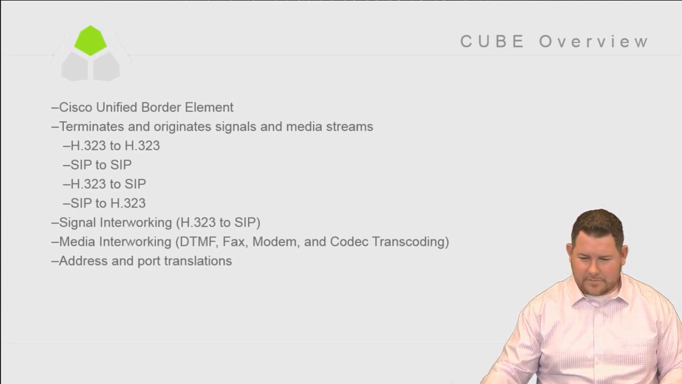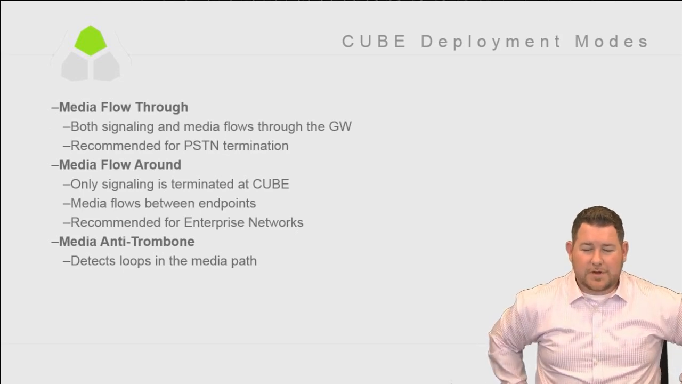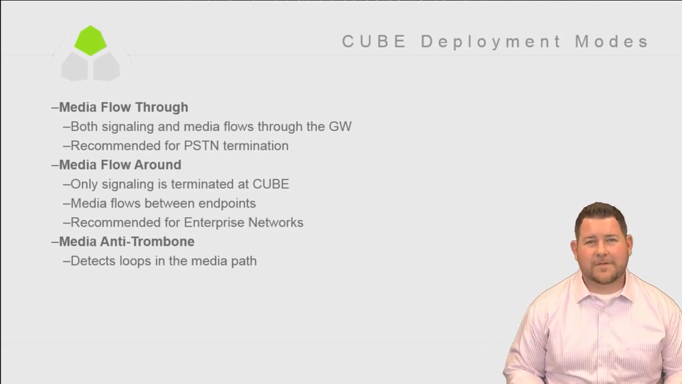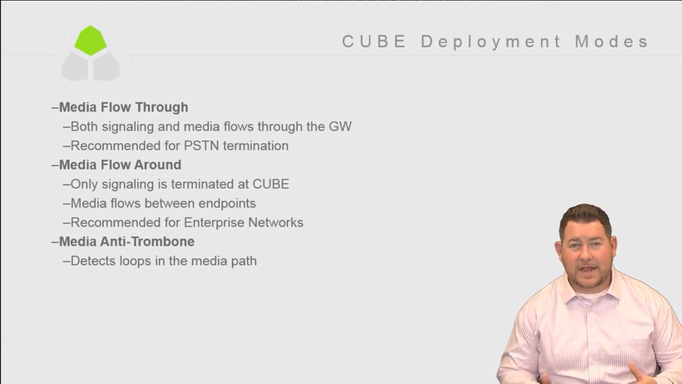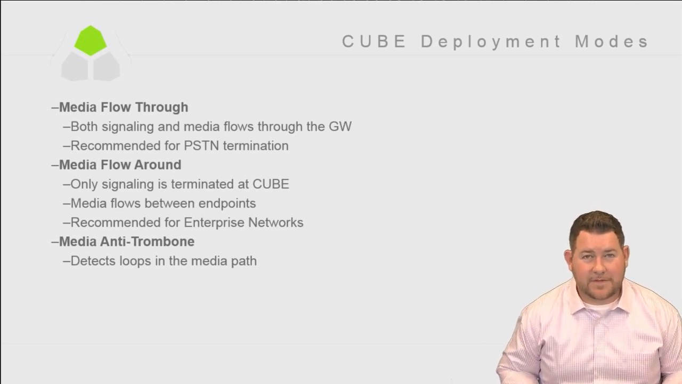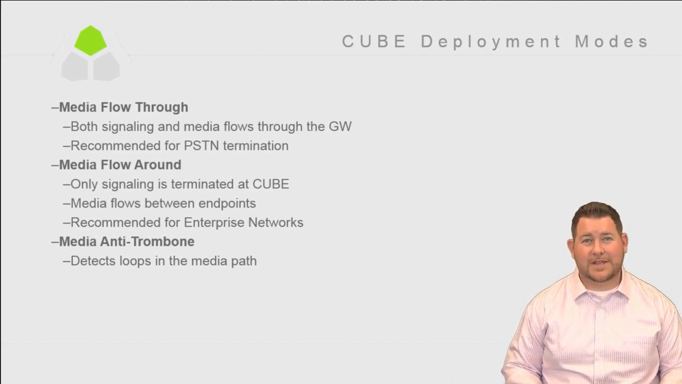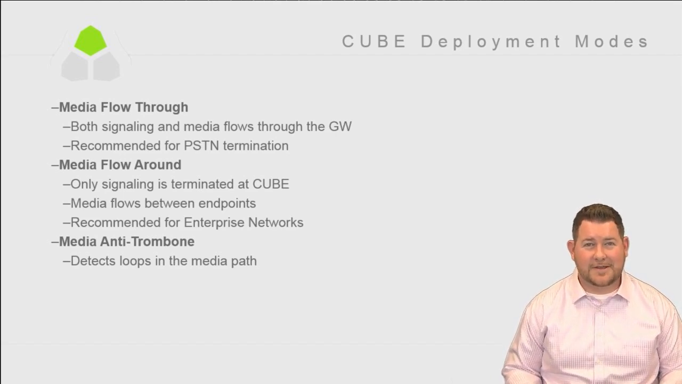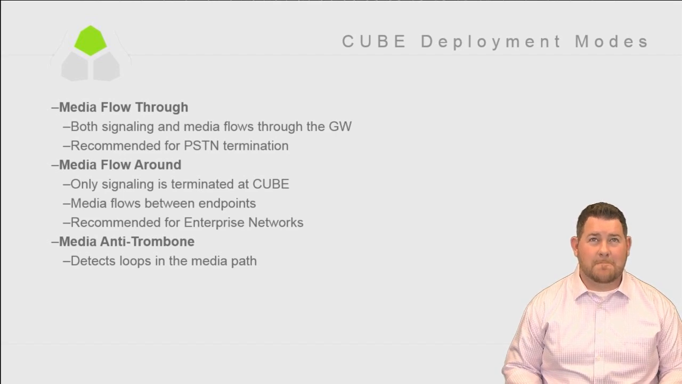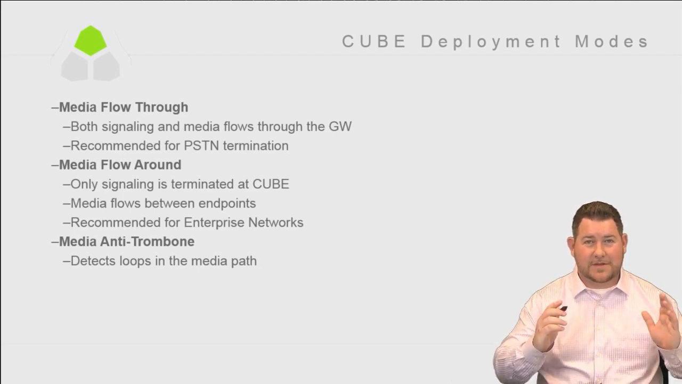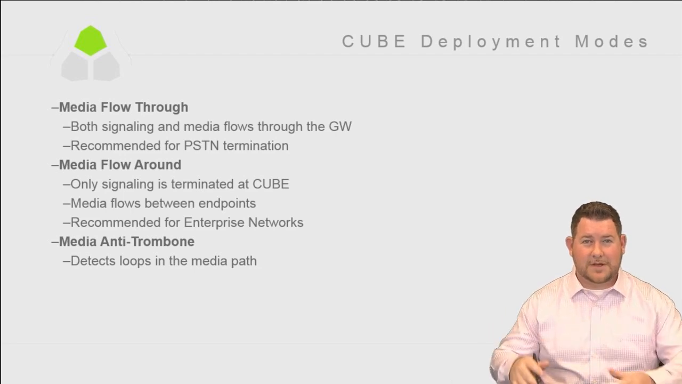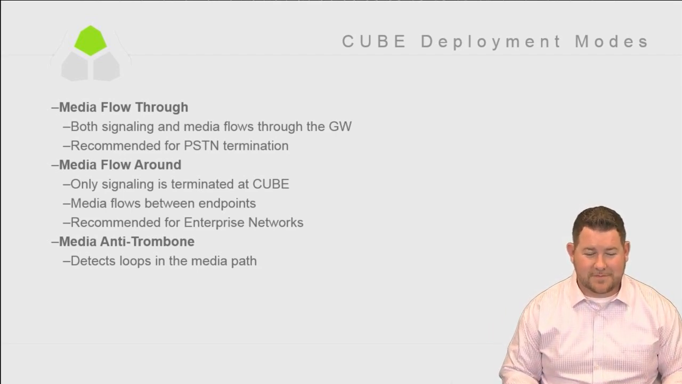All right, so cube deployment modes. We'll talk about the different deployment modes that we have available to us. First of all, there's media flow through, and just logically speaking, let's think about what that could possibly mean. Media flow through. Well, this is one of those things where what you see is what you get. Cisco has said media flow through, that means the media flows through the cube. So there's really not much to it than that.